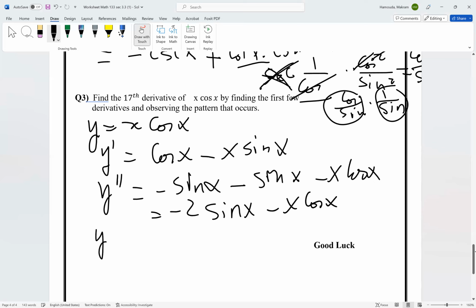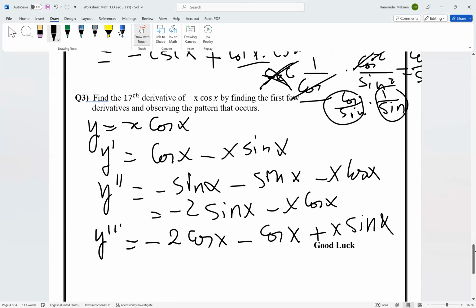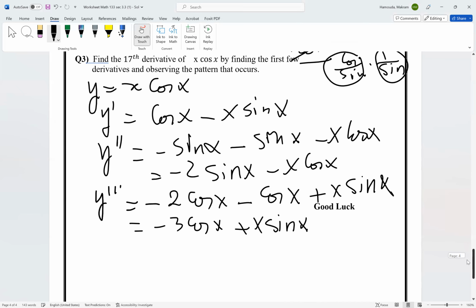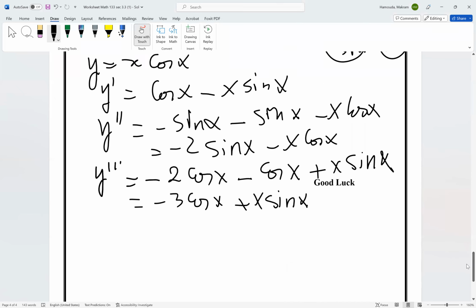If I go to the third derivative, then I will have minus 2 sine x. Then apply the product rule for this one, minus cosine x and plus x sine x. Okay, so I will have minus 3 cosine x plus x sine x. So we didn't return to the original function, which is x cosine x. It will be in the next step.